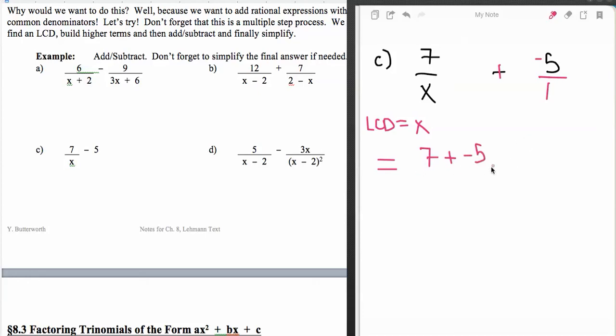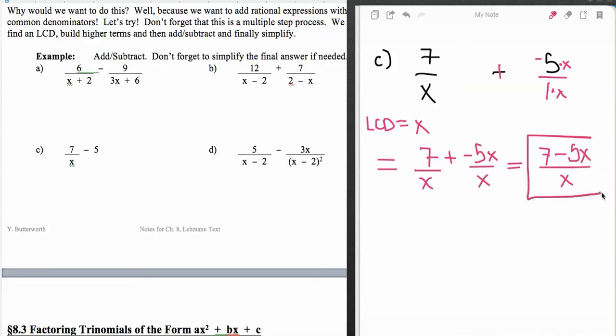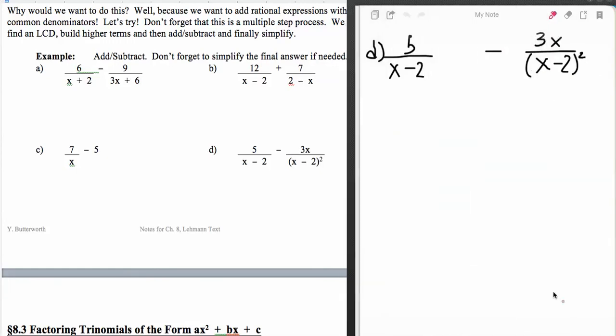And then we're going to build the higher terms. And so we have our higher term here, 1 times x and x times 5. So we have there and there. And now we can add our numerators, 7 plus a negative 5, or simply 7 minus 5x. And that's all over the least common denominator. No canceling. There's no canceling in subtraction or addition. We cannot simplify that. All right, now moving on to the very last one here.